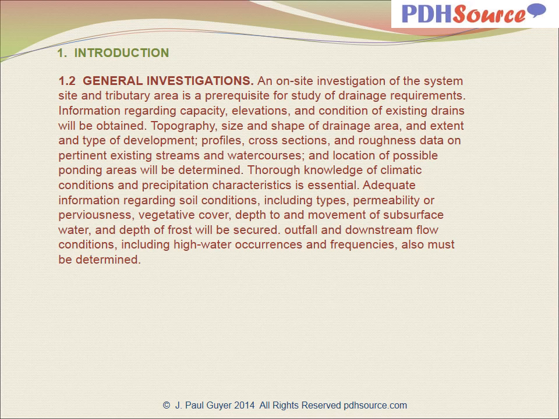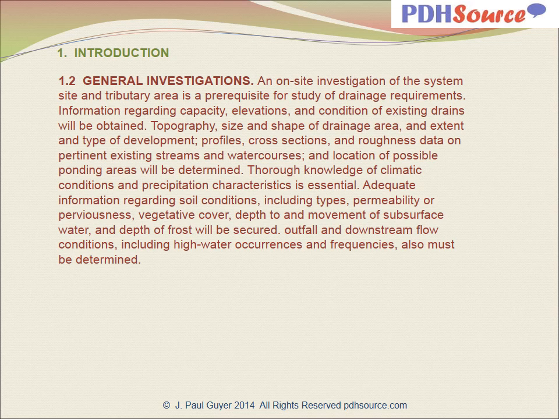Step number 1 is a general investigation of the land that you're concerned with, and it needs to be an on-site investigation of the site, the land you are concerned with, and the tributary areas. That is, the other areas of land that will be potentially feeding runoff into your land that you are concerned about. And it's a prerequisite for a study of drainage requirements.